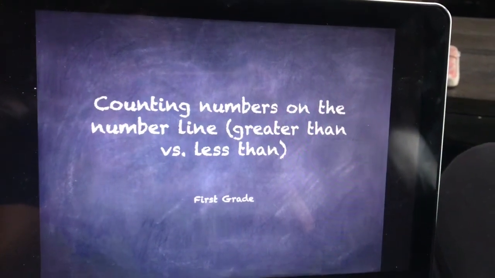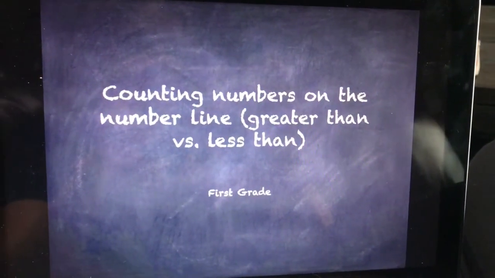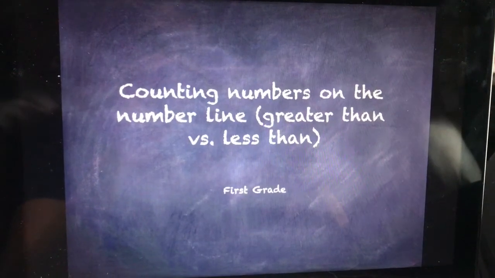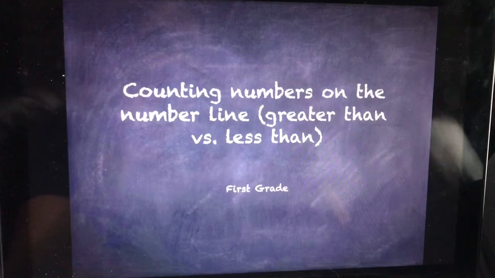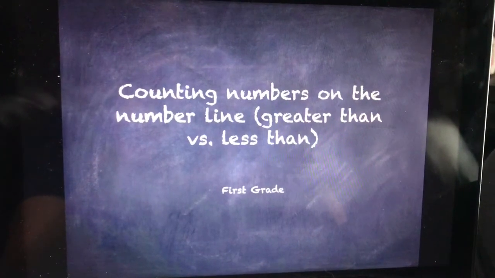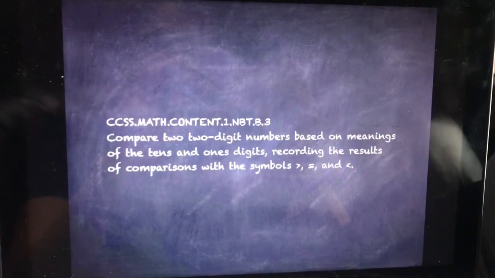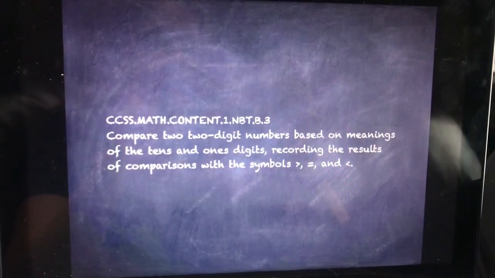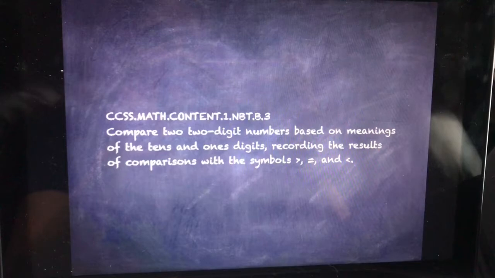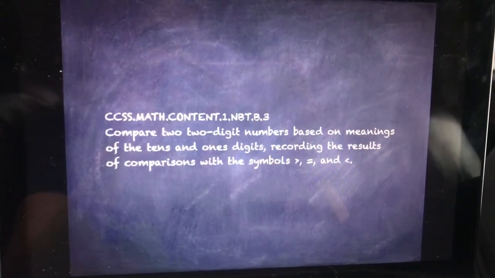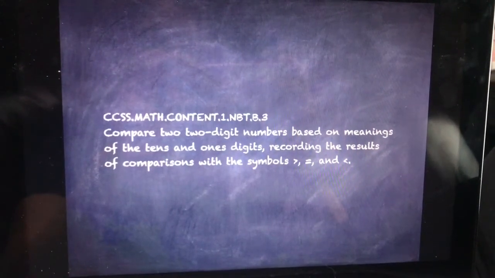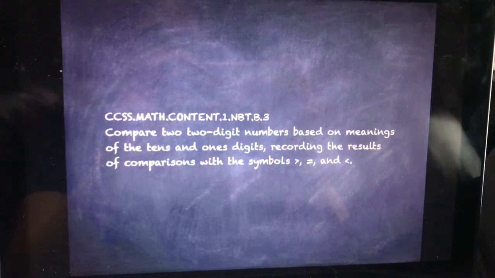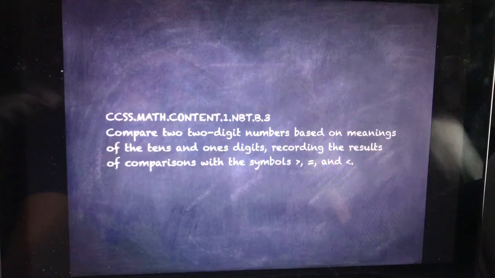Welcome to first grade. Today we are going to go over counting numbers on the number line, introducing students to the greater than, equal to, and less than signs in first grade. The California State Standards states that students at this level will compare two two-digit numbers based on meanings of the tens and ones digit, recording the results of comparisons with the symbols greater than, equal to, and less than.